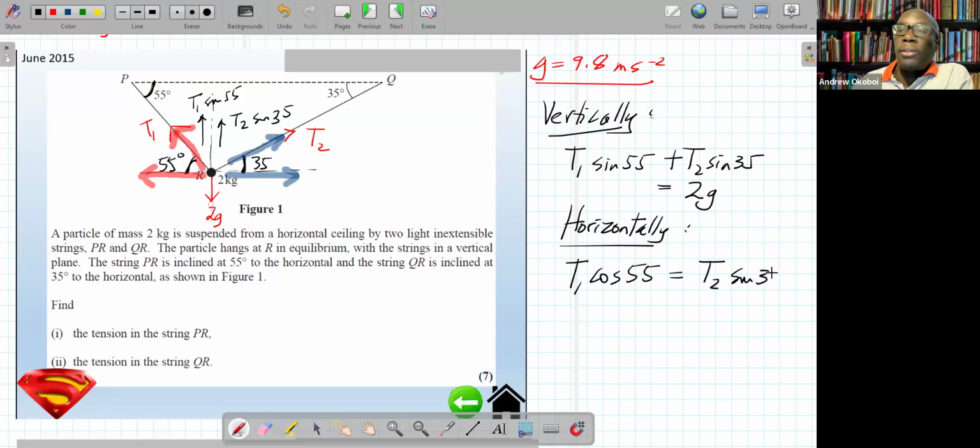sine 35. Okay, now this equation, the second one we've got, is actually the one which is going to help us to solve this. So I want to make T1 the subject here. So I'm going to say T1 is the same as T2 sine 35 all divided by cos 55. Okay, so this is my expression for T1. Now I'm going to take this expression here for T2 and put it here.